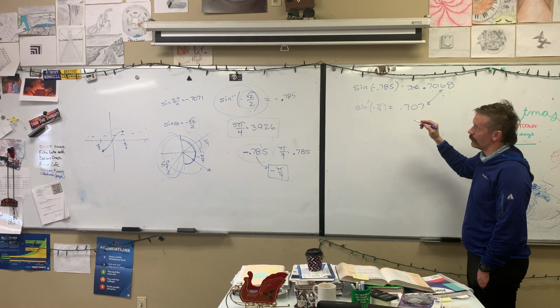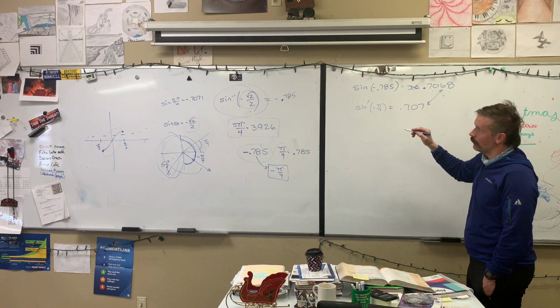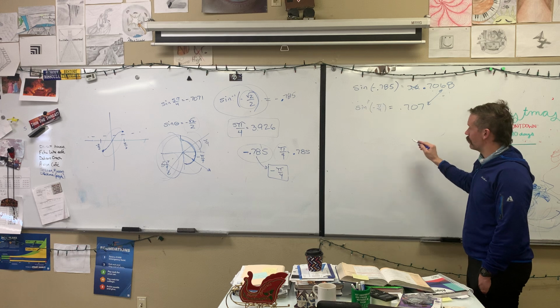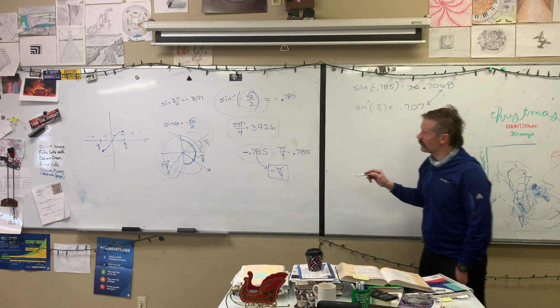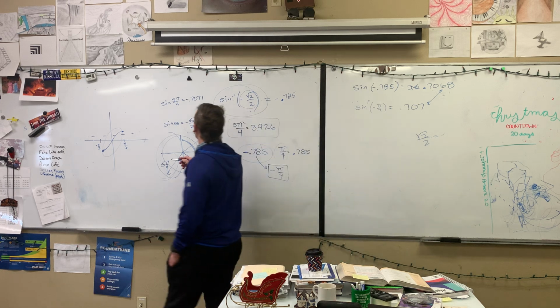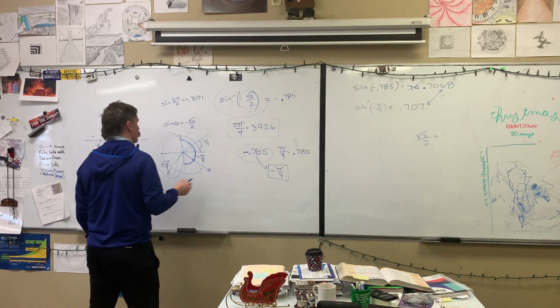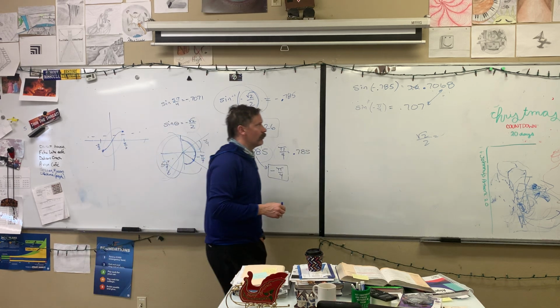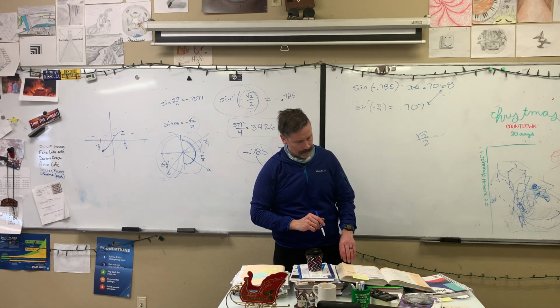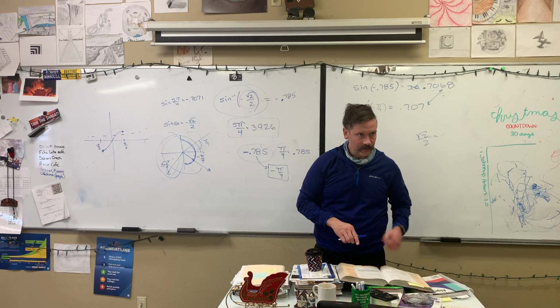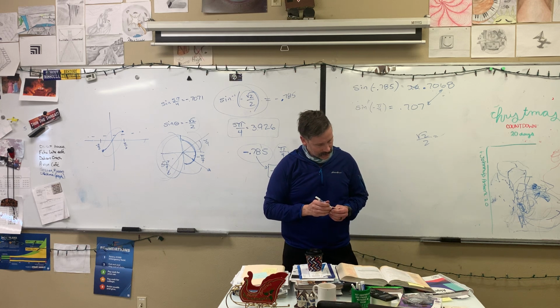If you put root 2 over 2 on your calculator, what is root 2 divided by 2? It gives you the value of 0.707. Are you tracking with it? No. No? Okay, there you go. That's why we're recording.